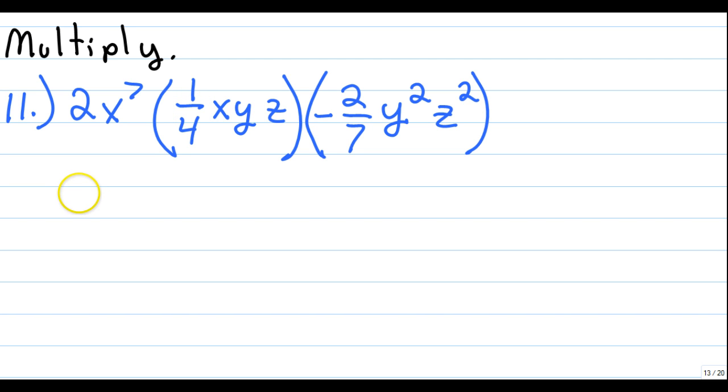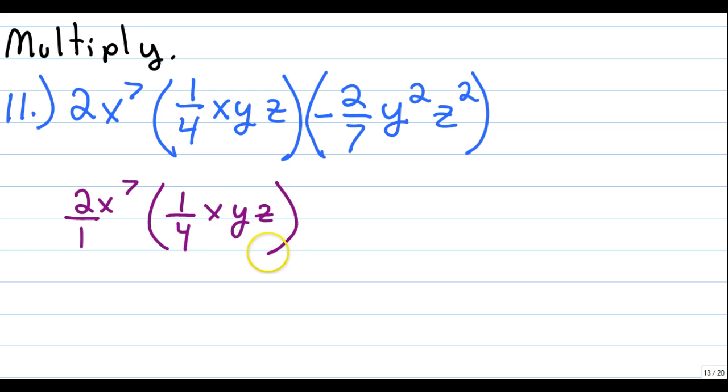So this 2x to the 7th, I'm going to put the 2 into a fraction form by placing it over 1, and that's because I have a fraction in my second term as well, with a 1/4 xyz. I want to multiply these together, so 2 times 1 creates a 2. 1 times 4 is going to create a 4.